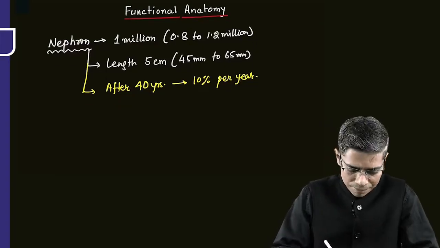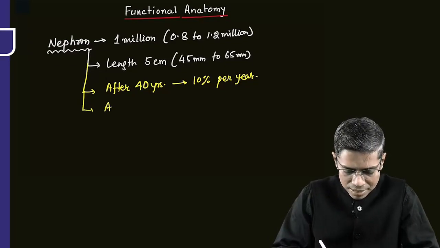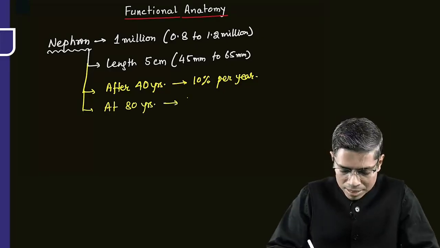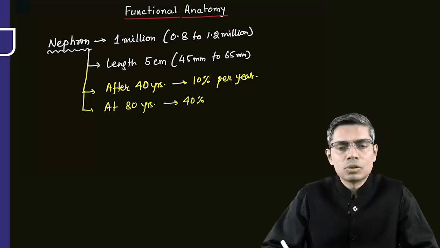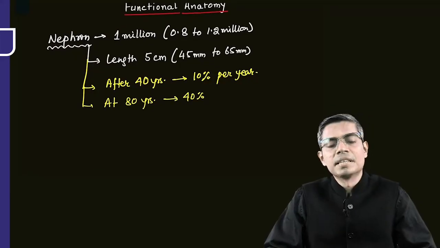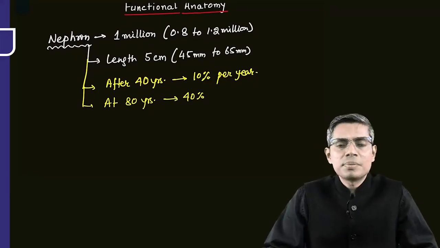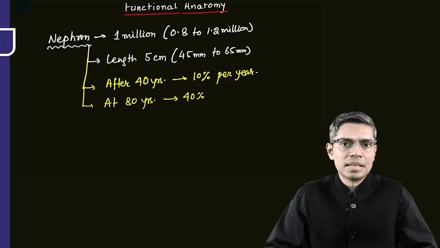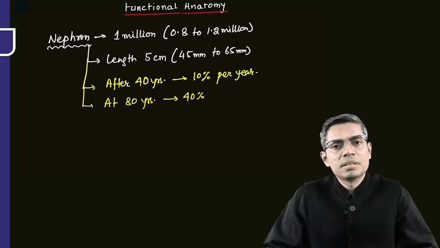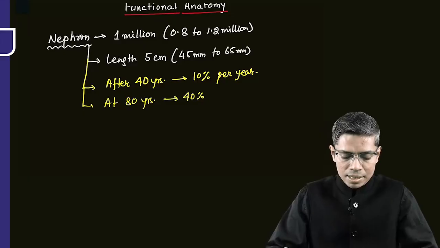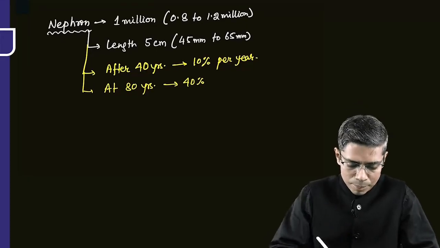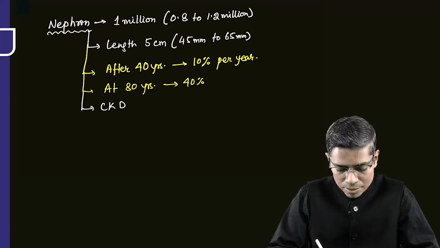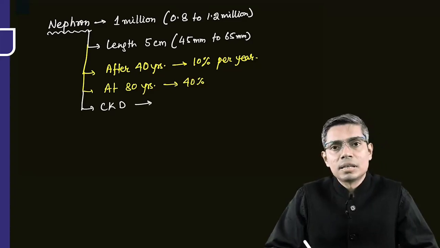With this calculation, it has been seen that at 80 years of age, there will be only 40% of the total nephrons remaining in the kidney. But even with this 40% of nephrons, there will be no problem in the function of the kidney because of the hypertrophy of the remaining nephrons.